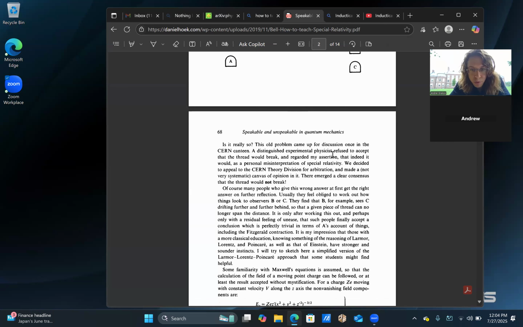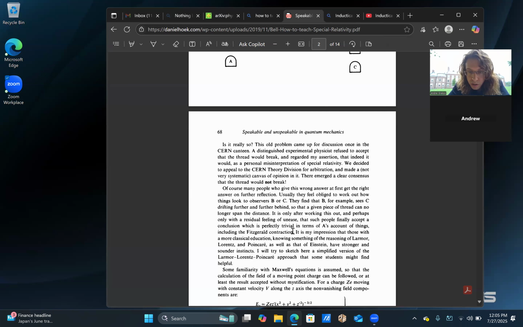Of course, many people who give this wrong answer at first get the right answer on further reflection. Usually they feel obliged to work out how things look to observers B or C. They find that B, for example, sees C drifting further and further behind, so that a given piece of thread can no longer span the distance. It is only after working this out, and perhaps only with a residual feeling of unease, that such people finally accept the conclusion, which is perfectly trivial in terms of A's account of things, including the Fitzgerald contraction.